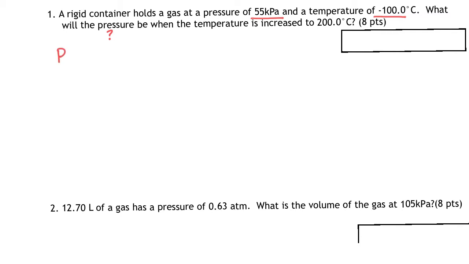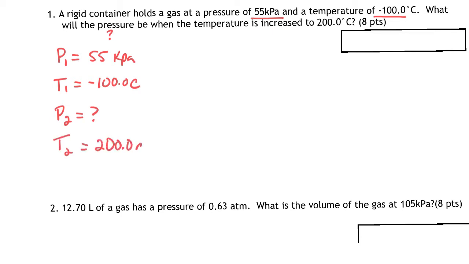So my P1 is going to be equal to 55 kPa. My T1 is going to be negative 100.0, and that's in Celsius. My final pressure will be my unknown, and my final temperature is 200.0 Celsius.